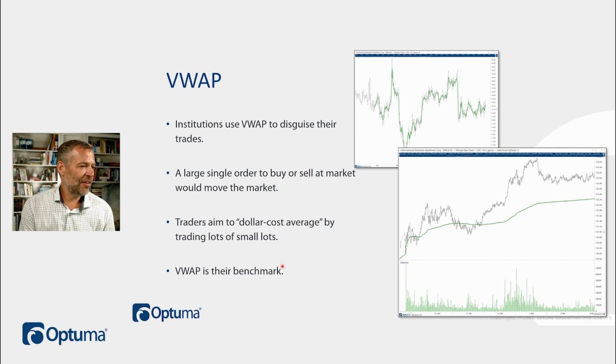So yeah, very interesting. Traders aim to dollar cost average by trading small lots. So an institution, instead of doing one big order, they do lots and lots of small orders, just trying to fly under the radar as they liquidate out of their positions. And VWAP is the benchmark that they use for that.